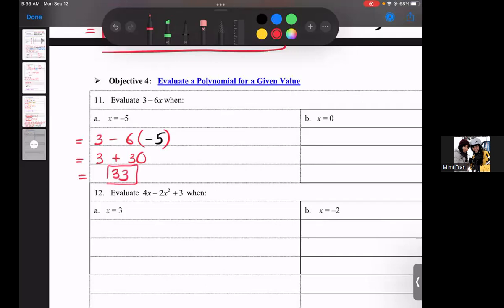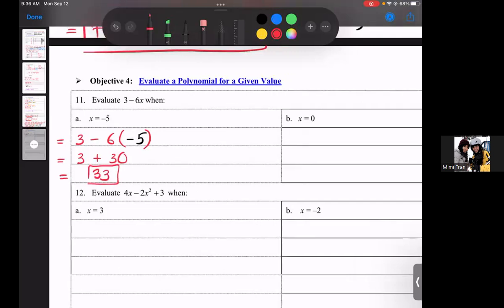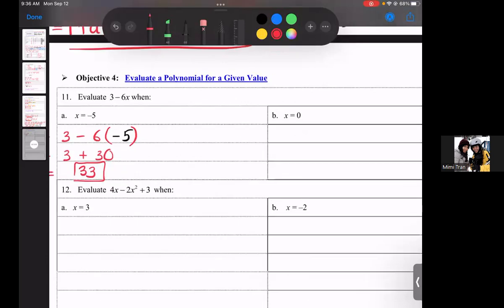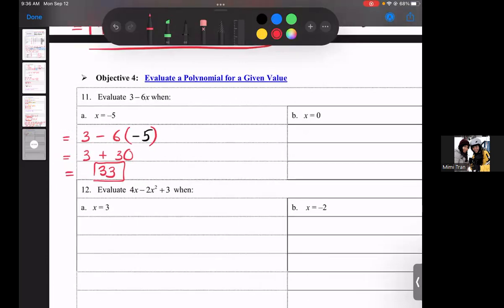33. Did you guys try B? I know some people know what to do, and they skip a lot of steps. Don't. I recommend you write out your steps so I can give you partial credit in case you got it wrong.